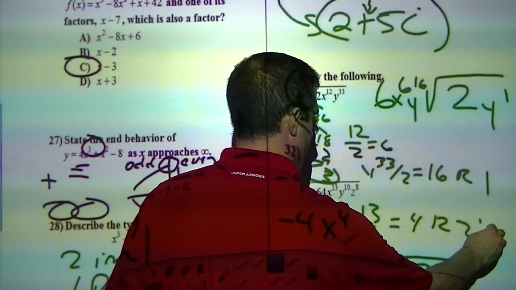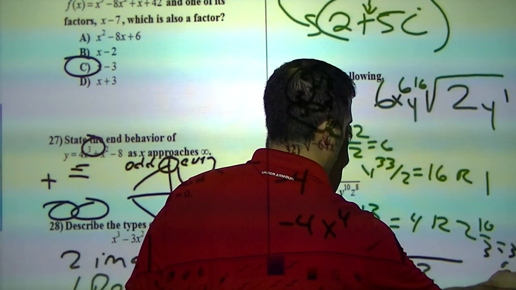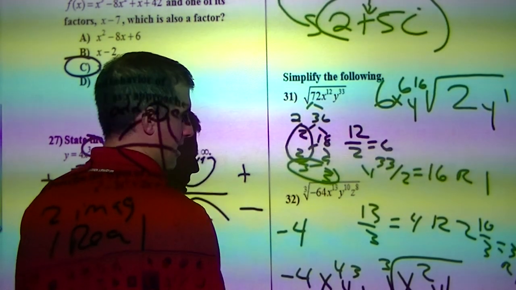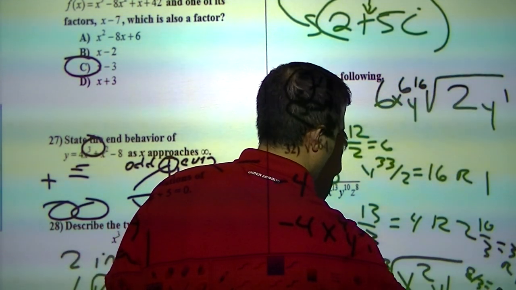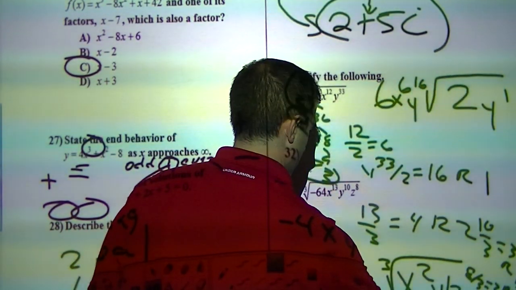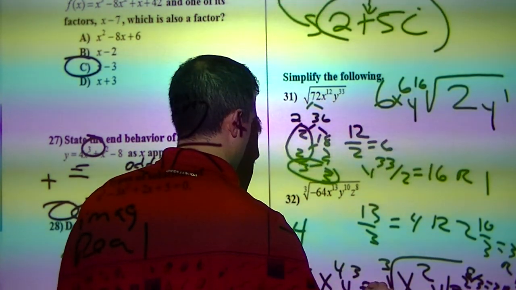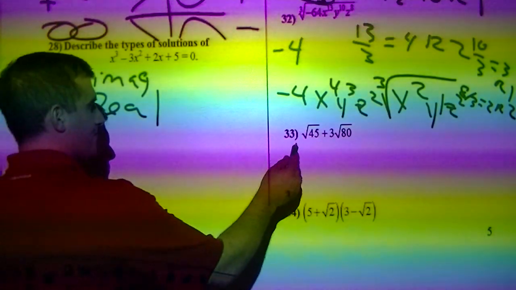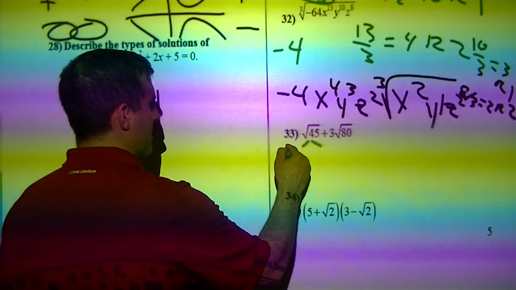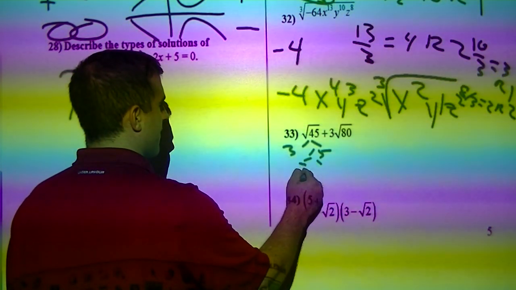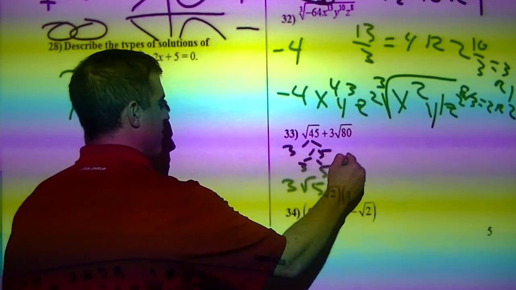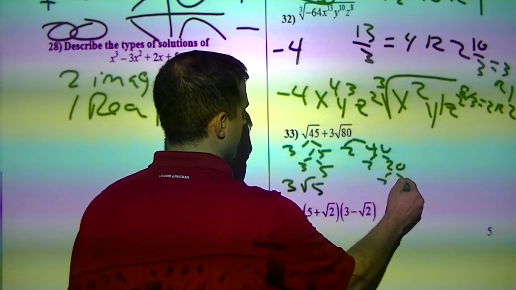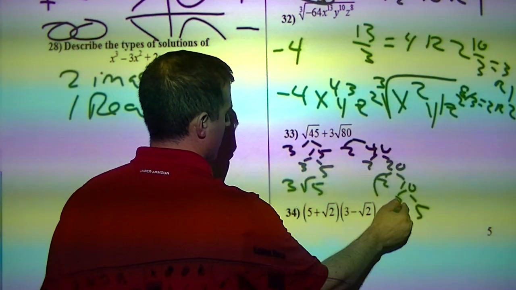All right, 10 divided by 3 is going to be 3, remainder 1. And the y's inside. And 8 divided by 3 is 2, remainder 2. And that's that answer. Okay, on this one, all right, what you're going to have to do is break that down. 3, 15, 3 and 5. That's going to be 3 square root of 5. This is going to be 2 and 40, 2 and 20, 2 and 10, 2 and 5.